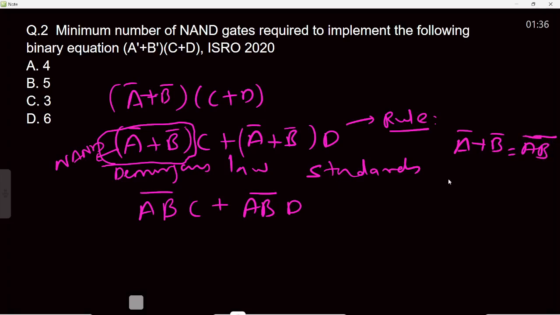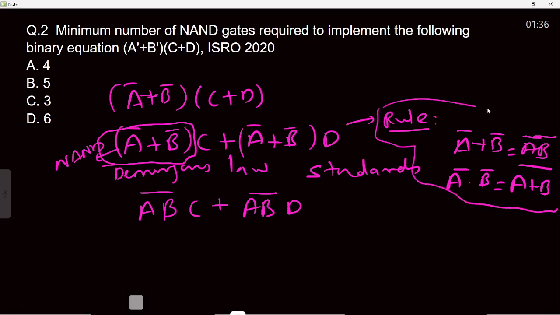And similarly, if A bar dot B bar, what does dot mean? AND. This becomes (A plus B) bar. So these are the rules in logic gates, and we have used this rule. Now using this we can draw the minimum NAND gate circuit.